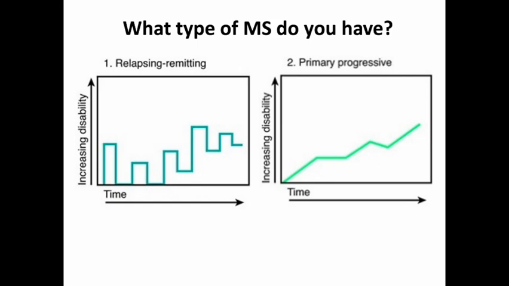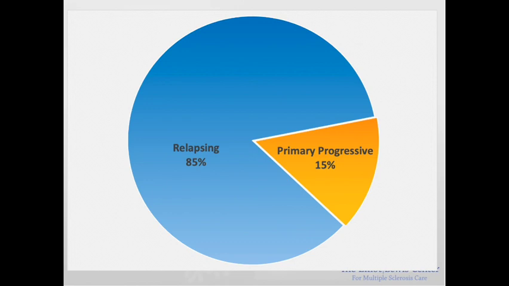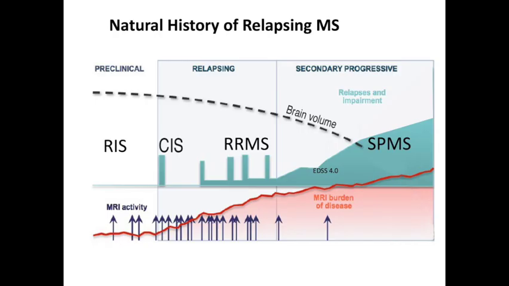If you look at the initial diagnosis, we see that about 85% of people are initially diagnosed with relapsing MS, and 15% have primary progressive MS. And if you look at what the natural history of relapsing MS is, there's this preclinical phase. We occasionally will do MRIs on people for a concussion, or maybe they have migraines, and we find that they have abnormalities on their MRI that look, for all the world, just like what you would expect to see in MS, but they don't have any symptoms, and we call that radiologically isolated syndrome.